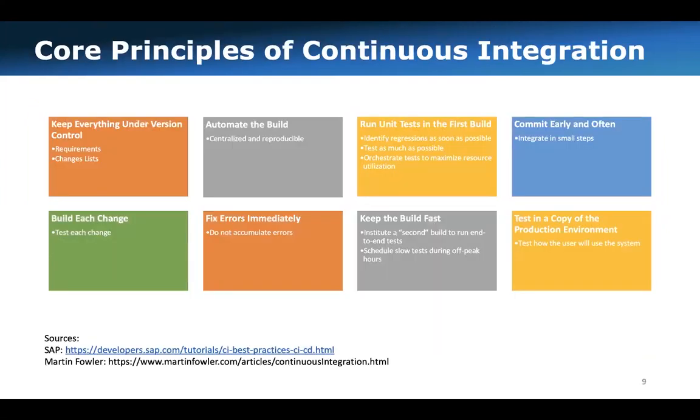So what's the big deal with continuous integration? What's the value? Why are people saying they want to do this? Well, the first thing is they're going to keep everything under version control. So there's no question of what version of code is being run in production or what's in a specific build. What happens is you have requirements that come into the system, you create change lists to meet those requirements, and you version them.